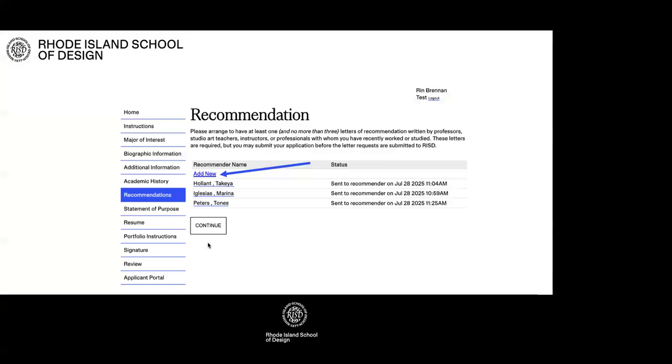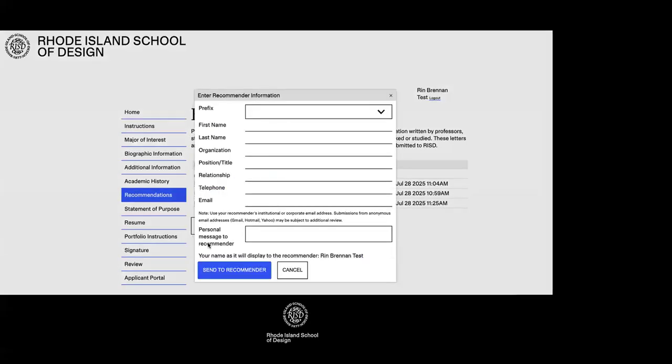So just reach out to the folks in your life who might be willing to write a letter of recommendation on the sooner end. You're going to add their names to the application, their information. Where it says relationship, that's where you're going to put their relationship to you. So if they were your professor or your advisor for your first year at college, you can write first year advisor or professor. And that'll just help us understand why they know you.